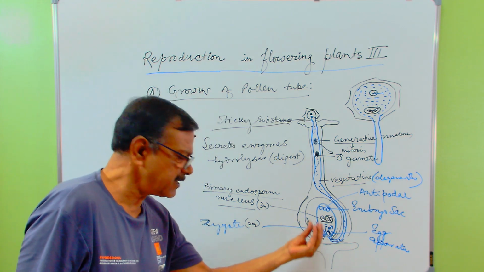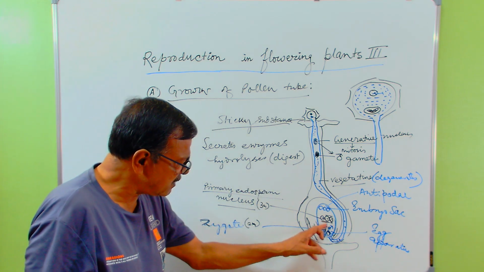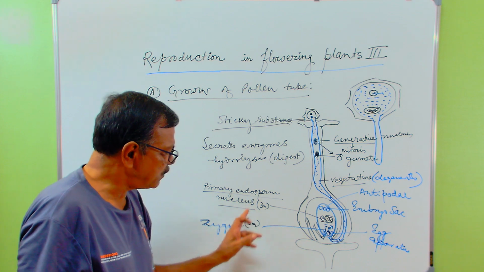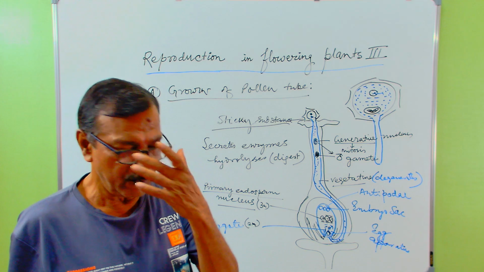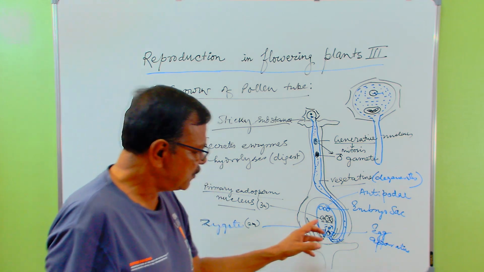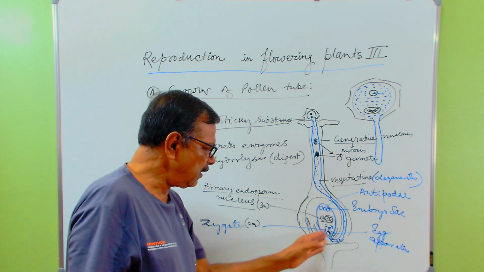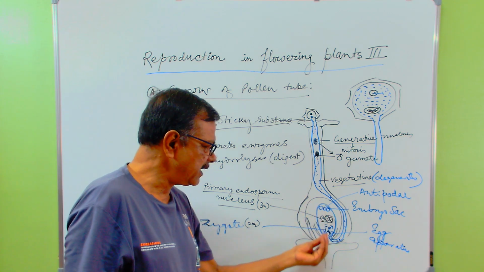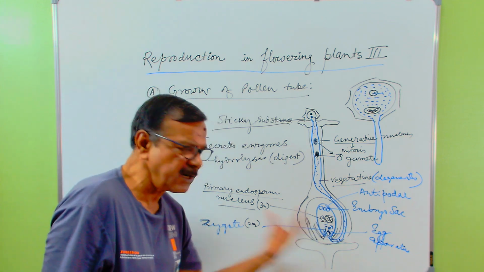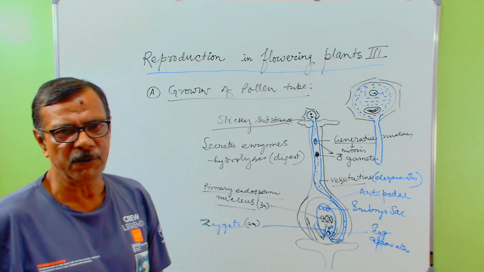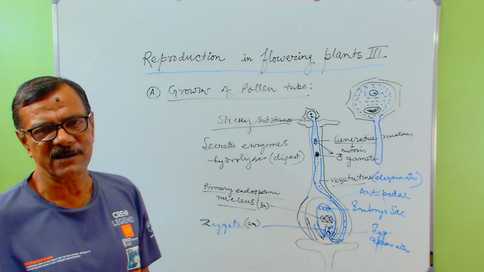This zygote divides, redivides, and it grows. As it grows, it gets food from this endosperm. In coconut, we take the white portion, that is endosperm. So this primary endosperm nucleus also gets bigger and bigger. It supplies nutrition to this zygote, and this zygote ultimately forms the seed, and it becomes a fruit. This is all about fertilization.